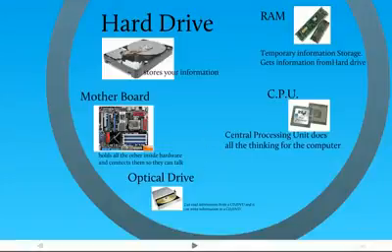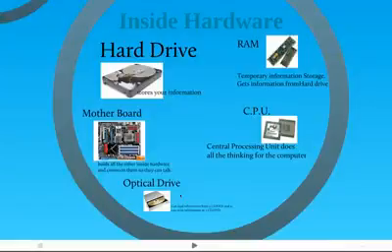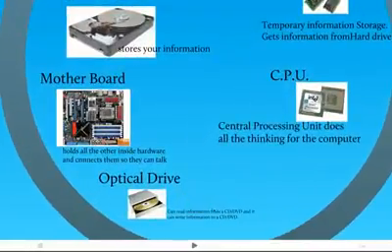And finally, we have an optical drive or a CD drive, CD DVD. With this, you can read information and you can write information on it, and it's good for sharing information.